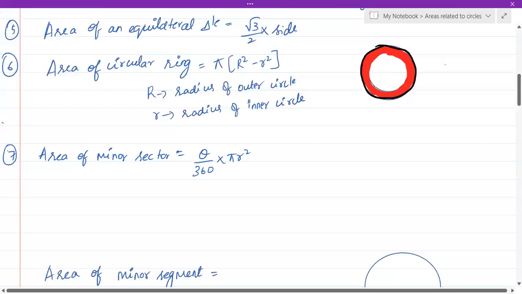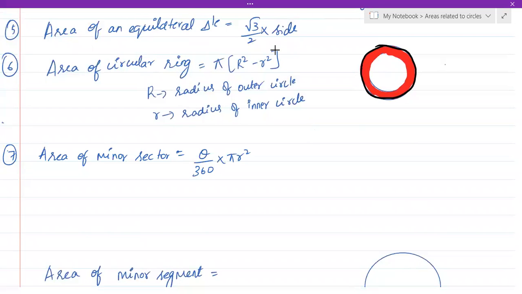Okay. Let me draw properly. Let's say you got a circle, and let's take two radii, one is OA, the other one is OB. Let's say the angle formed here is theta. Then if you want to find the area of the minor sector, that is the thing which I'm going to shade now. This is minor sector, isn't it? This region which I'm shading, that is minor sector. How do you find it? Theta by 360 into pi r square.